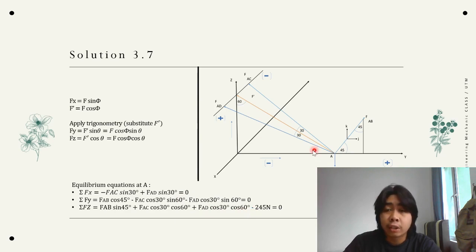And the last force acting upon point A is 245, the 25 kilogram pot. So we derive 245 Newton by using the formula F equals mass times acceleration due to gravity. So 25 times 9.81 is equal to 245 Newton. Now, since we got the equilibrium equations at point A, we can now try to solve it.